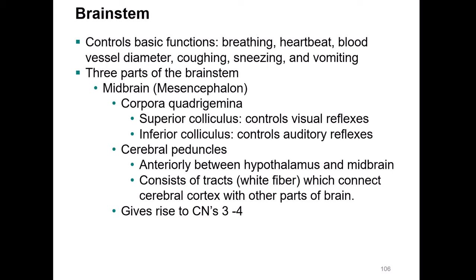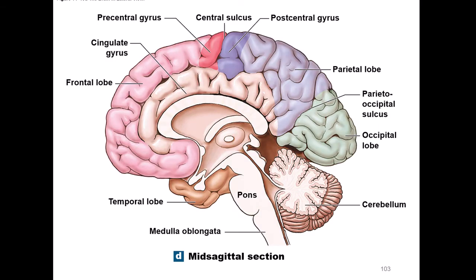Let's take it down now to the brainstem. So I'm just going to go back to this picture here for a moment. The brainstem is going to be everything below the diencephalon. If this was the diencephalon here, all of this coming down right here is going to be the brainstem. Up here is the midbrain. Here is the pons. And then here's the medulla oblongata. Those are the three parts of the brainstem.